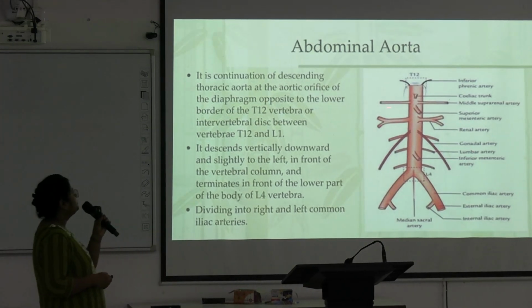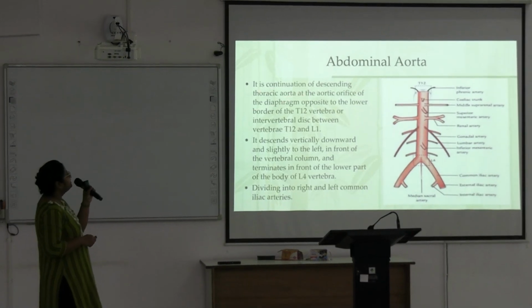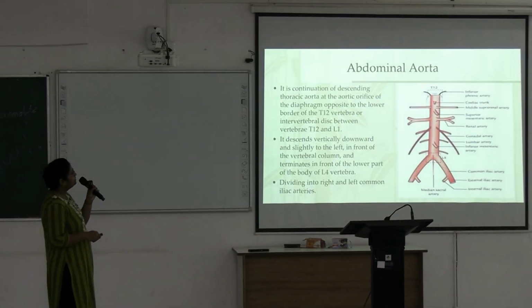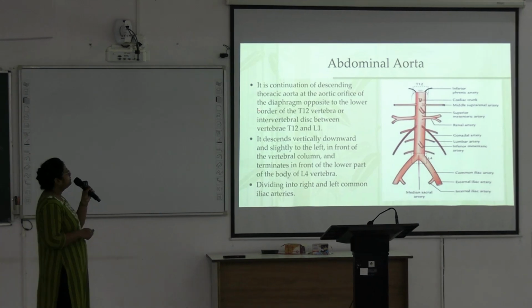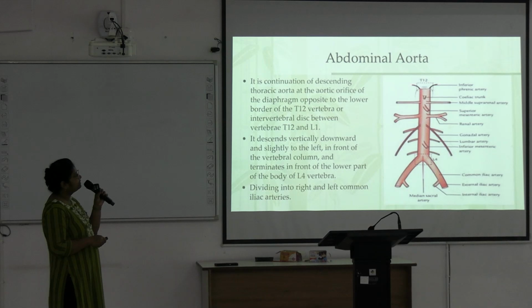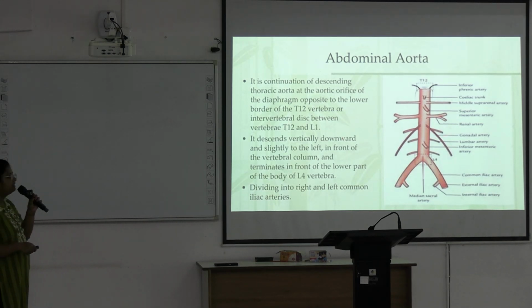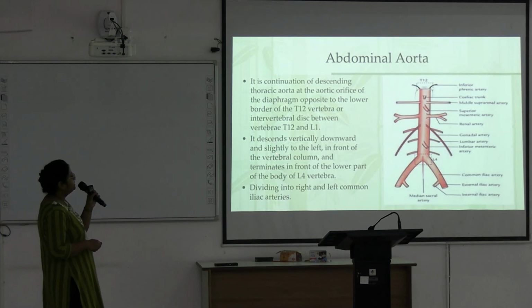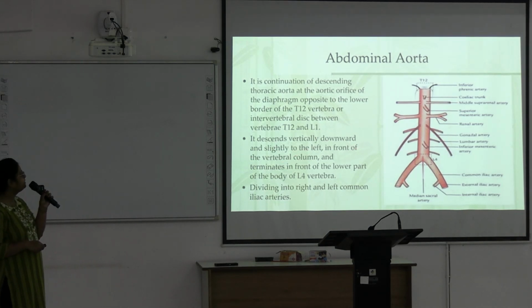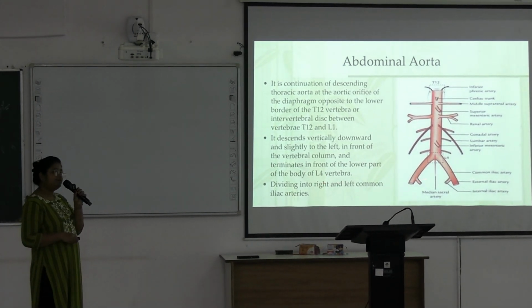Next. So abdominal aorta and its branches you have read once, so we'll discuss briefly. It is continuation of the descending thoracic aorta at the aortic orifice of diaphragm opposite to the lower border of T12 vertebra. Vertebral level is important. Here is the aortic opening of the diaphragm. From here it continues as the abdominal aorta, at the intervertebral disc between T12 and L1, and it descends vertically downward and slightly to the left in front of the vertebral column and terminates in front of the lower part of the body of the L4 vertebra.